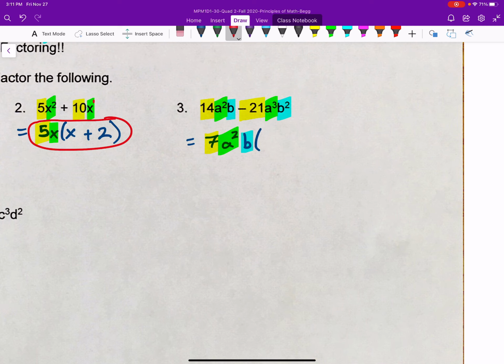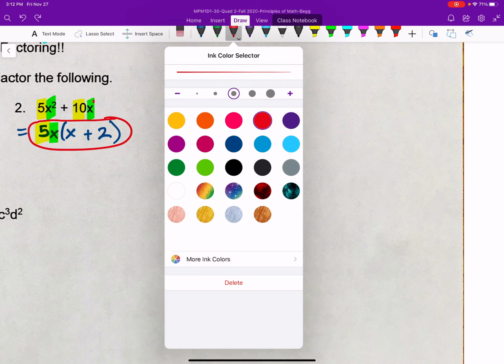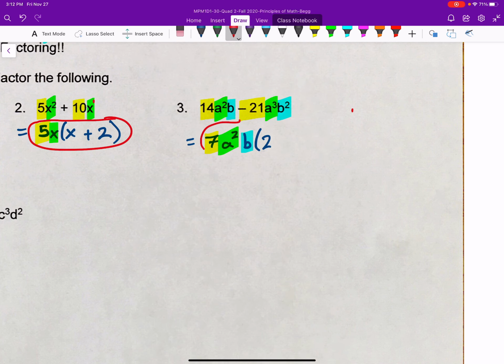Then I'll go 14 divided by 7. That equals 2. Then I'll do a squared divided by a squared. That cancels out, so I'm not going to write any a's down. Then I'll do b divided by b. Those also cancel out. So it turns out the only thing I'm going to have inside the brackets for the first part is the 2. But then I move on to the next part, and I'm going to divide negative 21 by 7, and that'll give me negative 3.